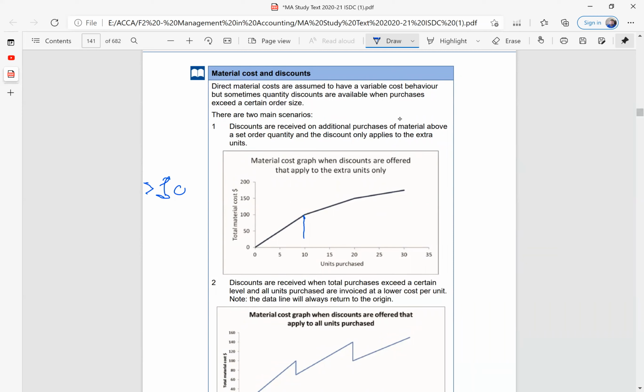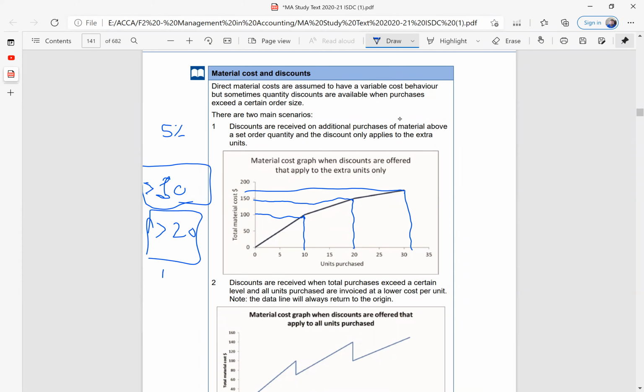If you see over here, up till 10 units the line was constant, but from 10 to 20 units the line changed its direction. And then from 20 units and above, it changed a bit more. Why? Because at more than 10 units, he was saying I'm going to give you 5% discount. At more than 20 units, he was saying I'm going to give you 10% discount. He's trying to give you a discount so that you increase the quantity of purchases. Are we clear?